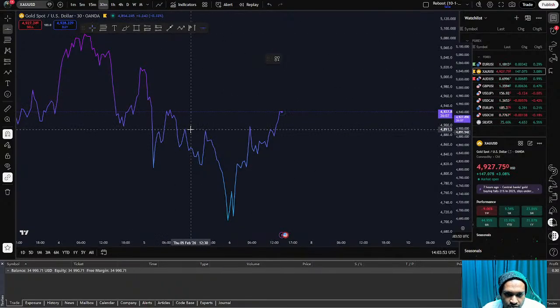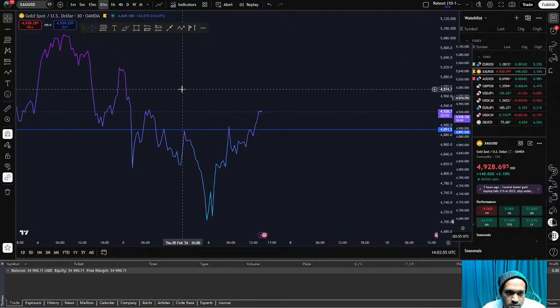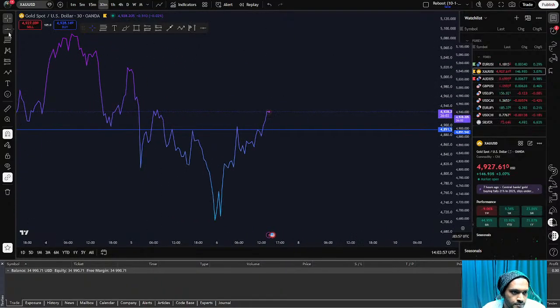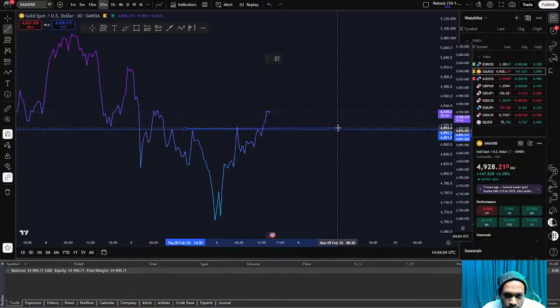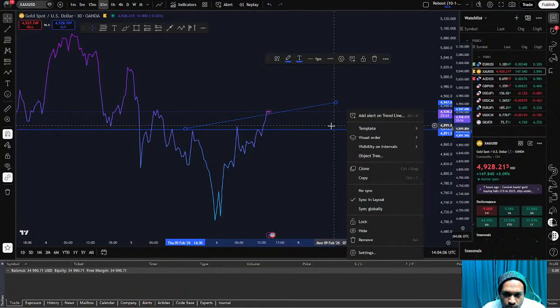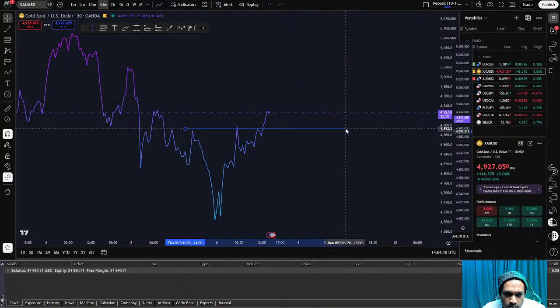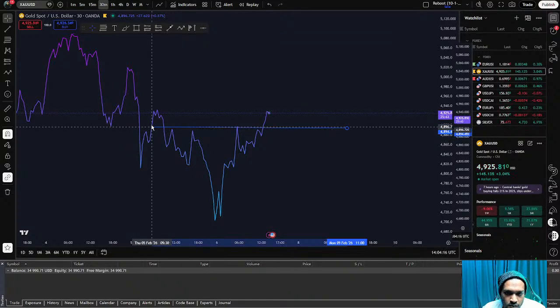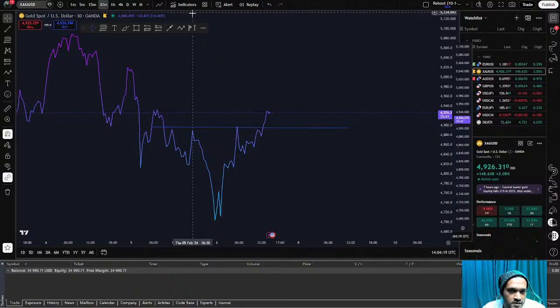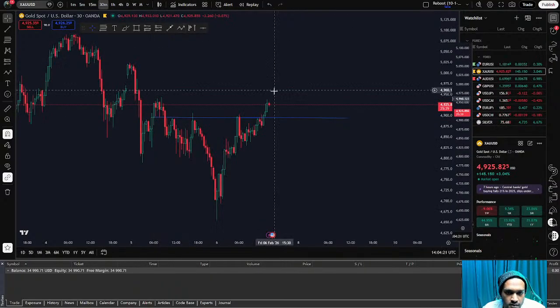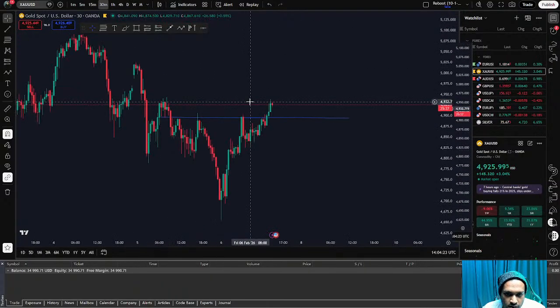So there is a breakout structure over here where it is a trend line here. Dude, what is this? So when it changes back to candlestick. Oops, wrong one. Okay, here.